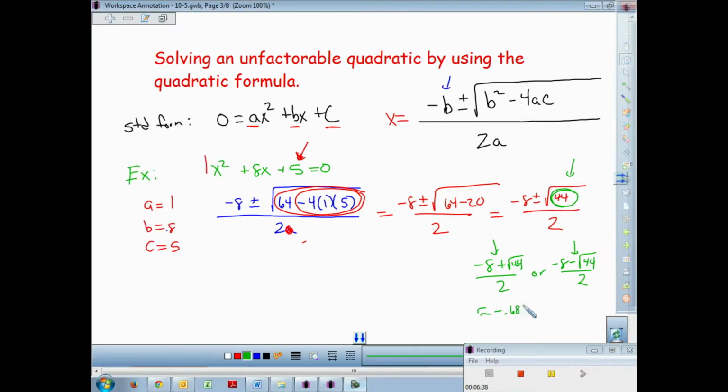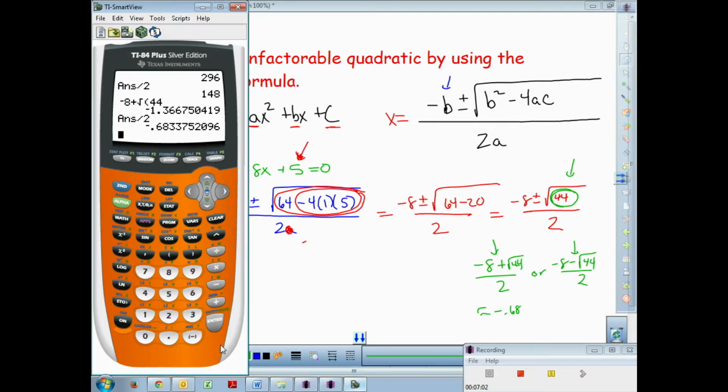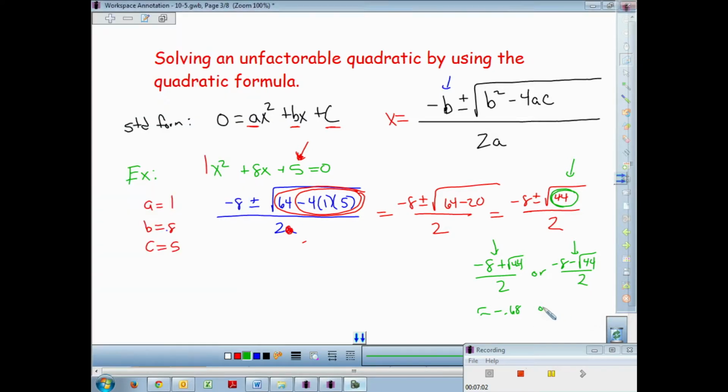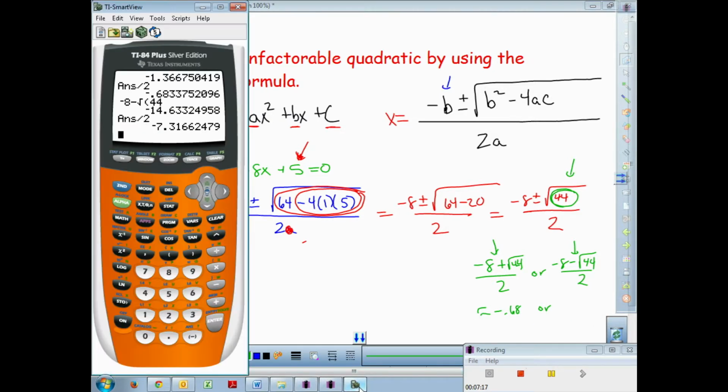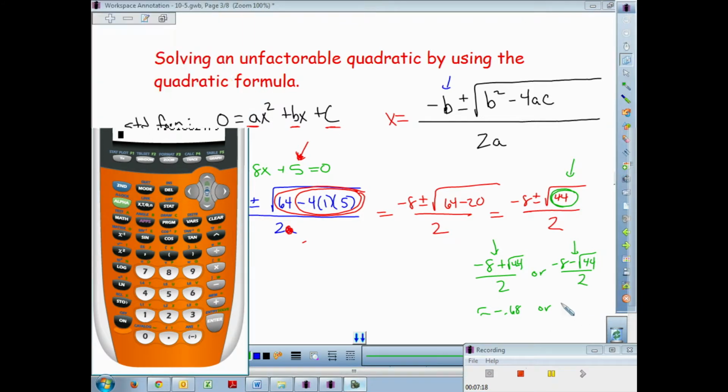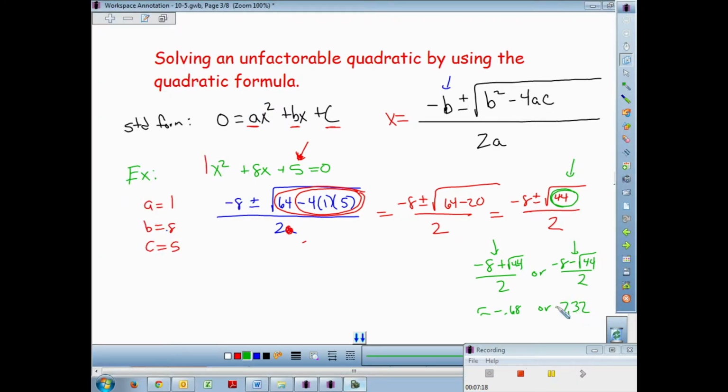Or the other one was -8 minus the square root of 44, and you hit equals, and then you divide that by 2, and you get -7.32. So there are the two solutions to this situation, just by using the quadratic formula. These are the x-intercepts, where that parabola crosses the x-axis.